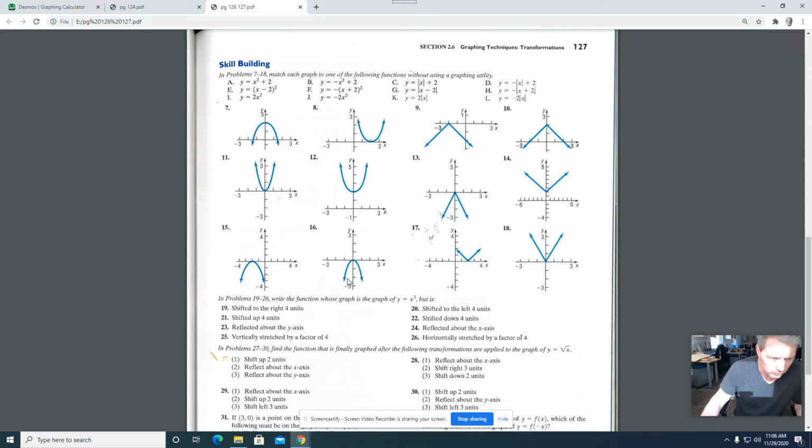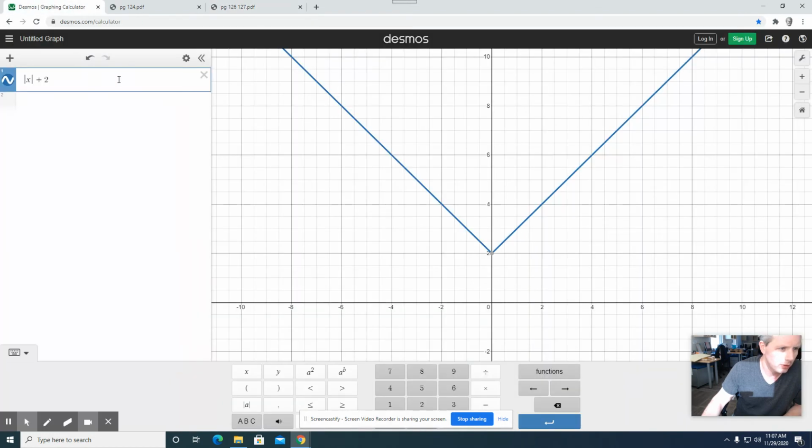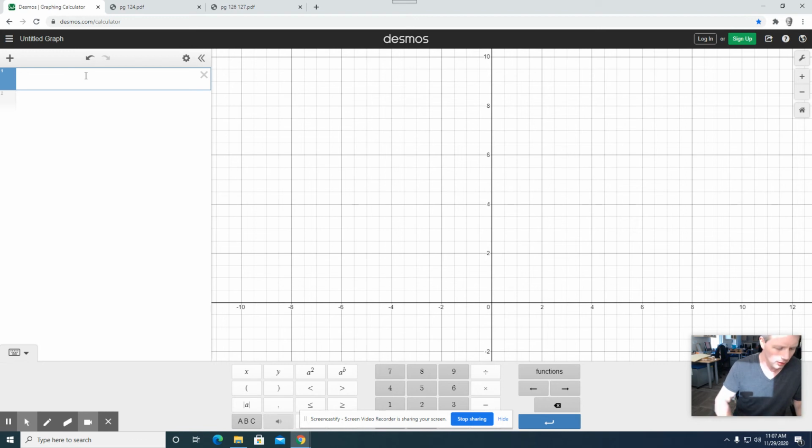16. Okay, in 16, 2 things have happened. One, it has been flipped over. And the other thing that has happened is that it has been stretched vertically. So this is our original function, y is equal to x squared.